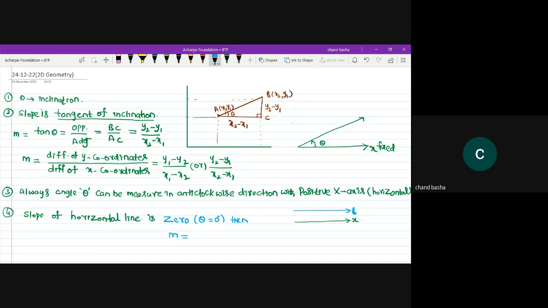M means slope, that is the tangent of that inclination. You know what is meant by tan 0? Is it 0 or not? 0. That is what I said. The slope of a horizontal line is 0. We proved it also.